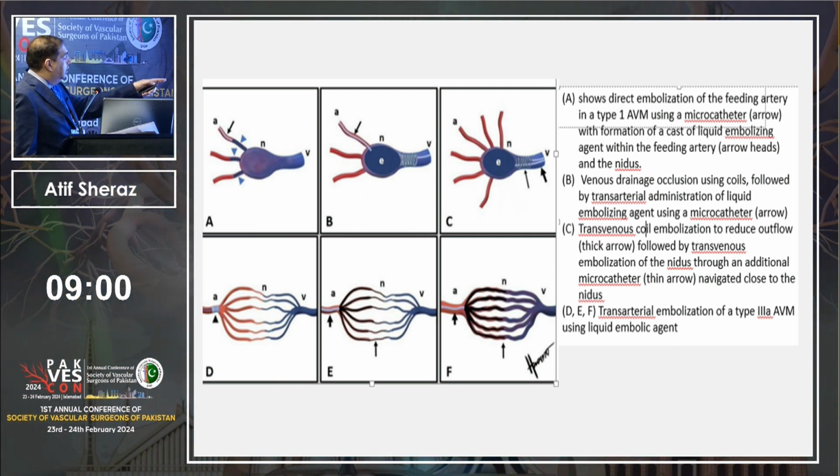going through the artery. In type 3 lesion, we are occluding the vein and we are coming through the vein. The catheter is coming from the venous side and we are occluding the nidus. And in type 3A and B, we are generally coming from the arterial side, followed by percutaneous.